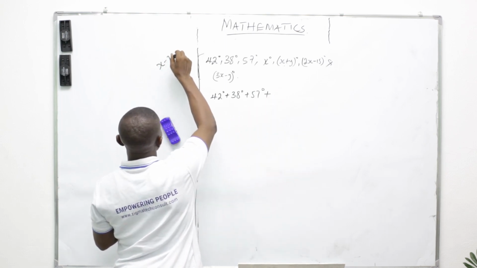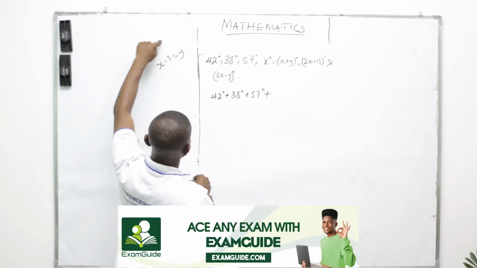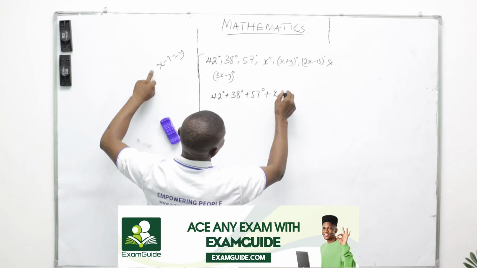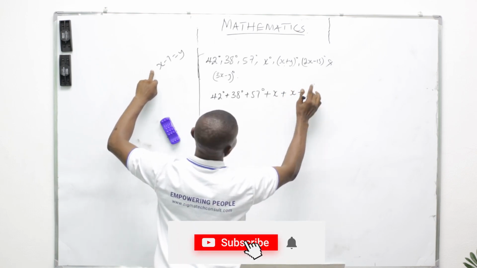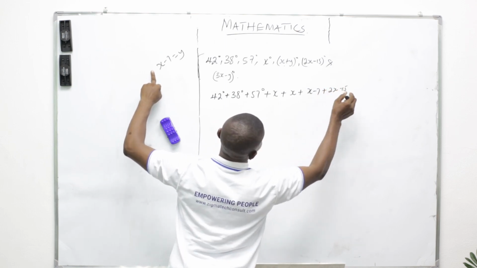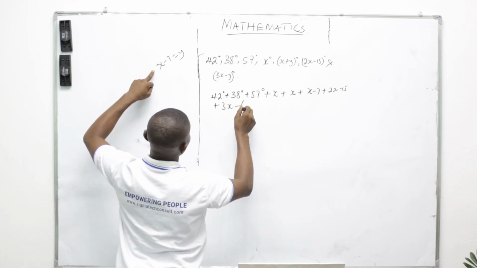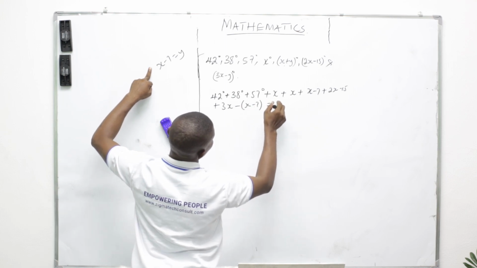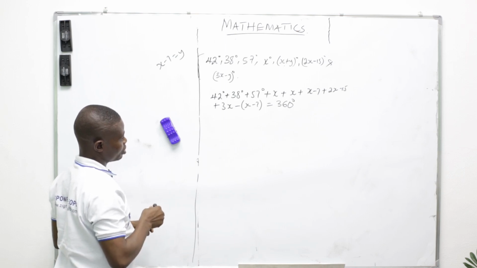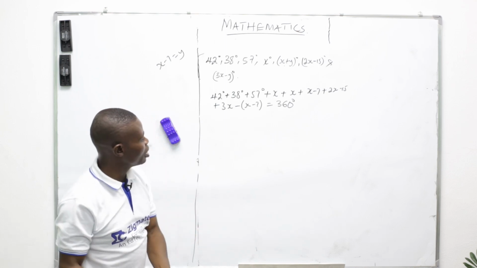If s minus 7 equals y, then wherever we see y, we'll call it what? s minus 7. Okay. So the sum is s plus y, meaning s minus 7, plus 2s minus 15, plus 3s minus bracket s minus 7 equals 360 degrees. Let's see. Let's get the total angles.